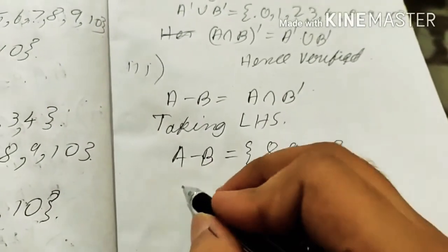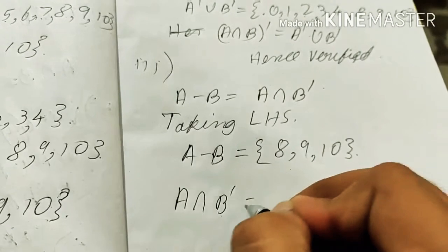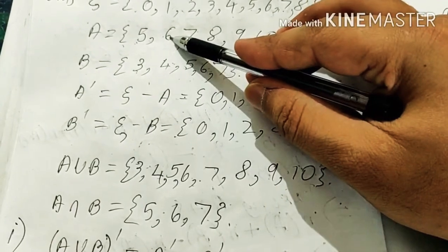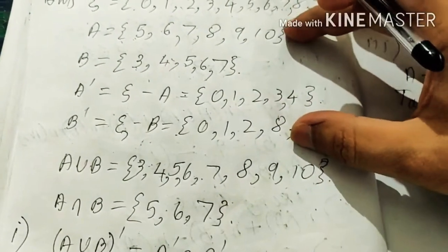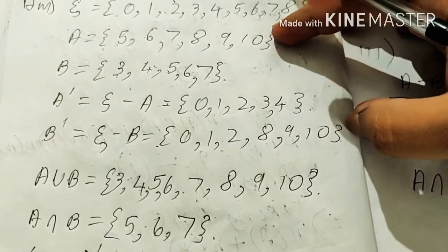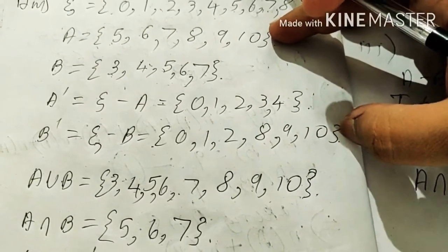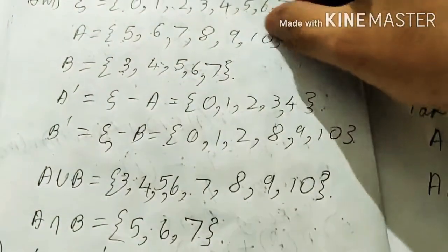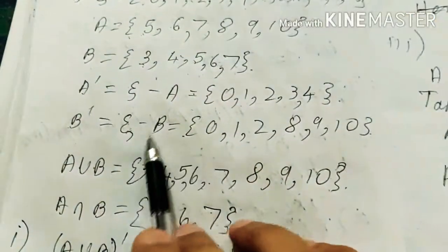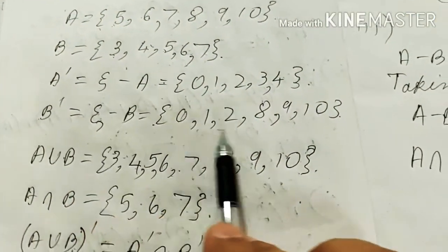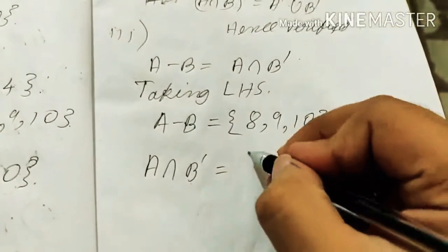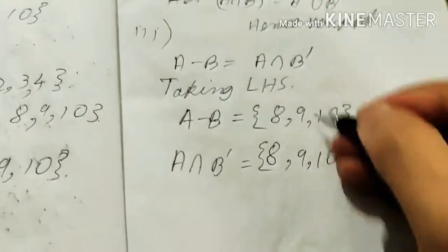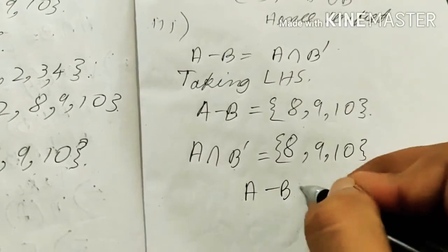Okay, and then we have to find A intersection B complement. What is the common part between A and B complement? If we check between A and B complement, 8, 9, 10 is the common part. Other than that it was 5, 6, 7, which is not present in B complement. So 8, 9, 10 is the common part. Why common part? Because we have to find the intersection. Look, both are equal. So A minus B is equal to A intersection B complement.